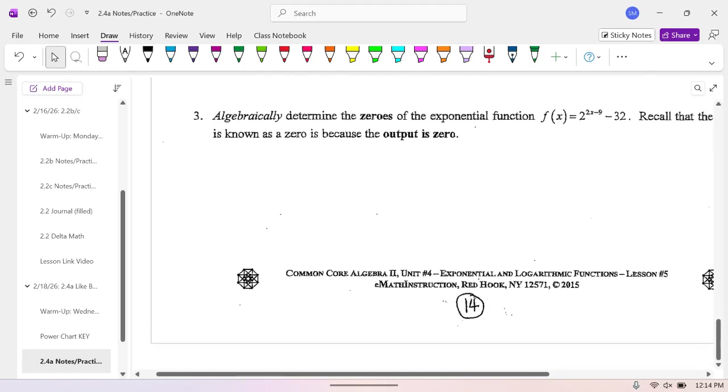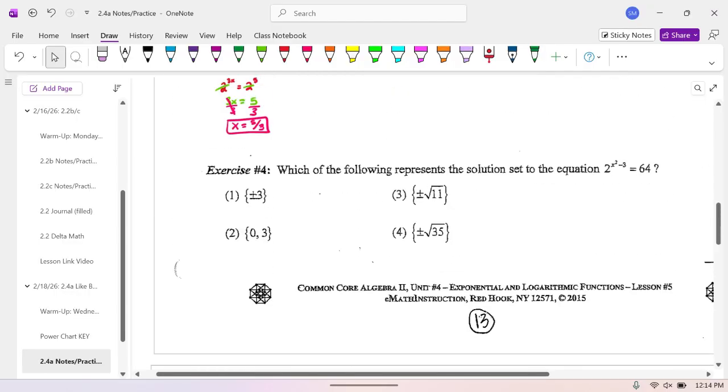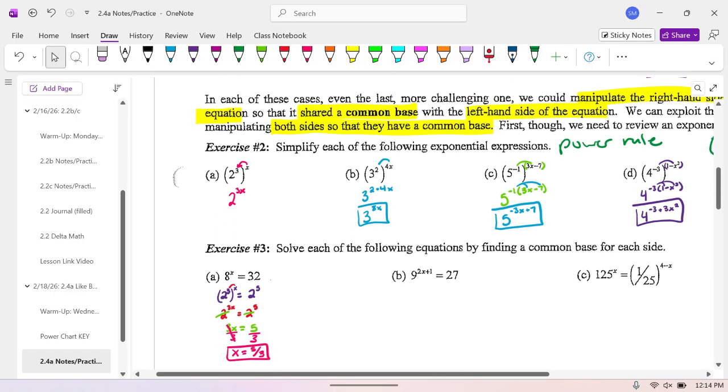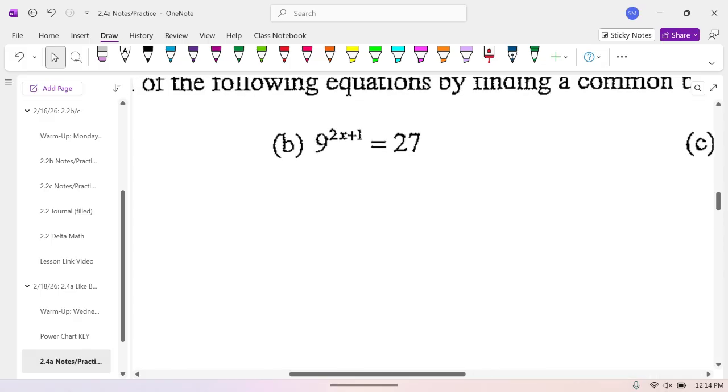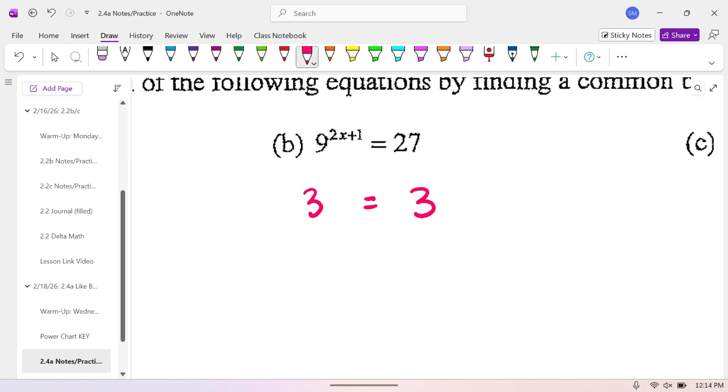All right. Using fingers, what do you think the base is going to be? Pull up the number of fingers you think the base is going to be. Good job, guys. It is 3. So I want to change them so that both of these are in terms of a base of 3. And since this 9 is already raised to a power, I'm going to put parentheses around the 3 and put 2x plus 1 on the outside. Put the phones up, please.